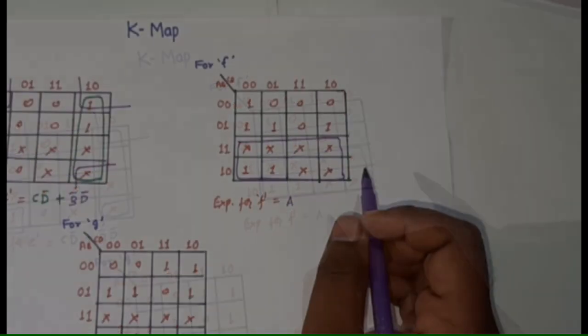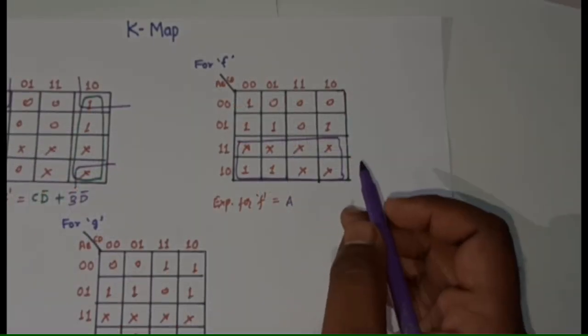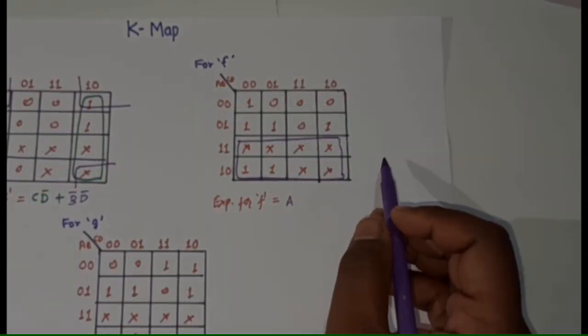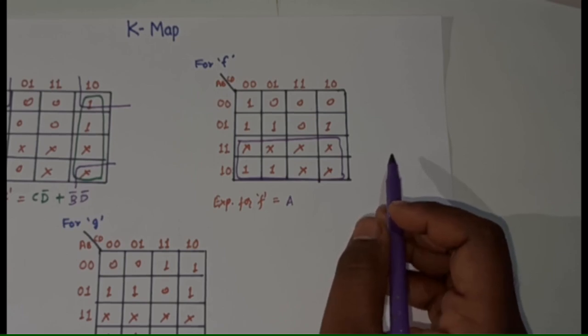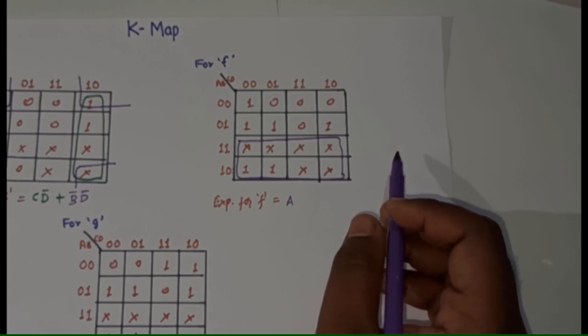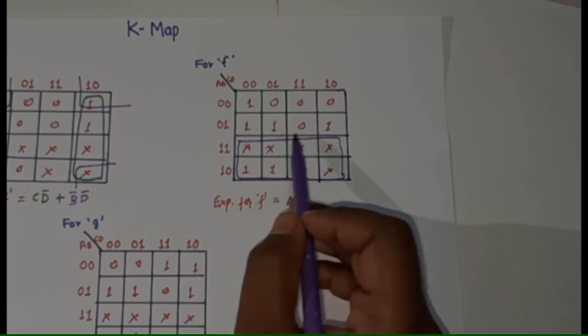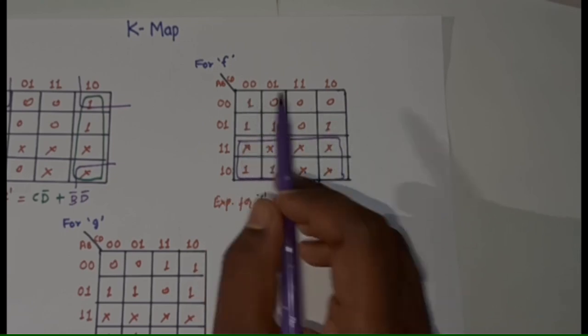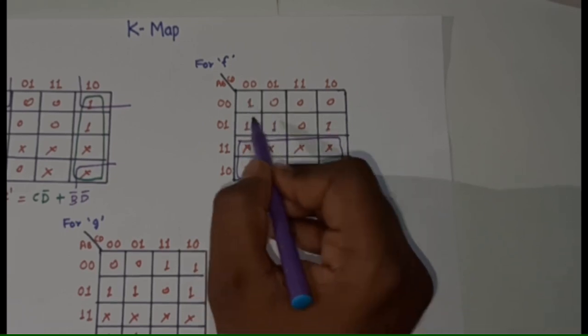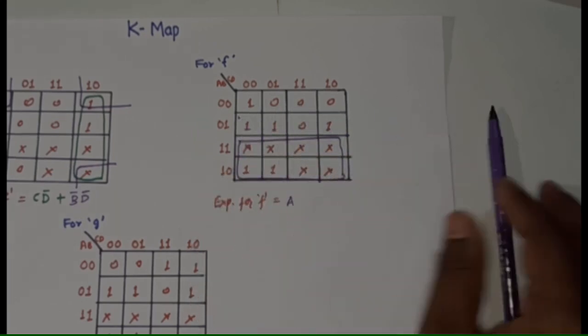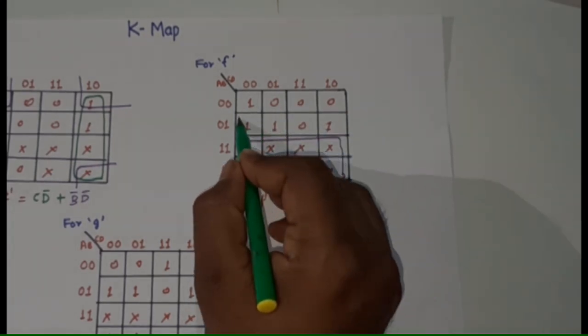Now we are finding another expression. Is there any possibility of an octet? No. Is there a possibility of a quad? Yes. What is left out? This one, this one, this one, this one. Is there a possibility of an octet? No. We will find a quad. So I will write this as one quad.